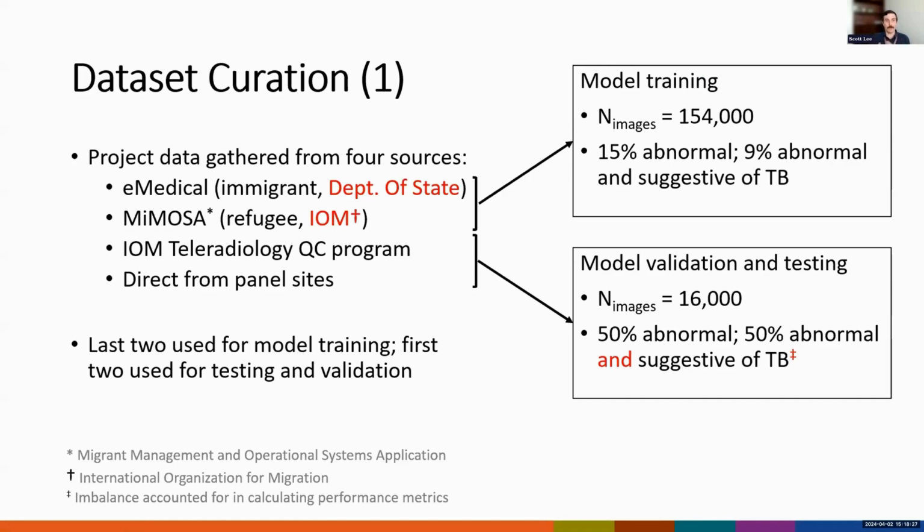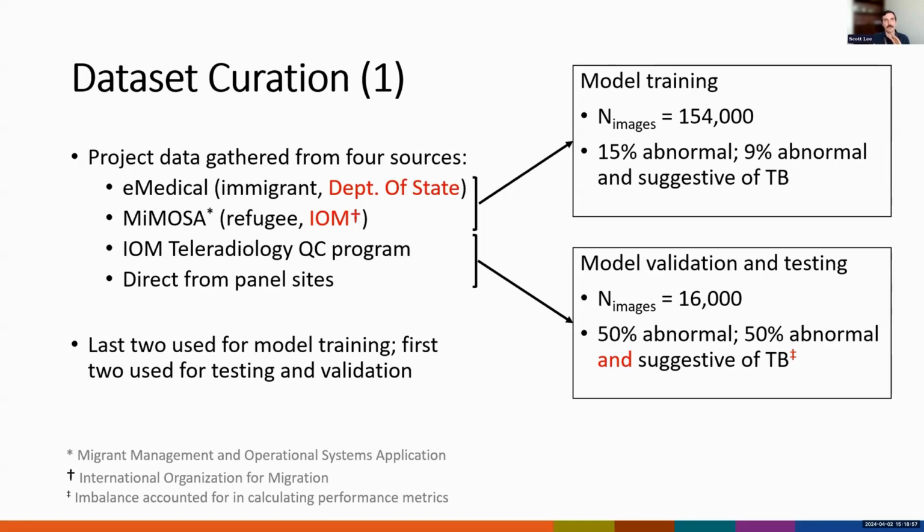So we got these data sources together. eMedical is the Department of State's system. I think it's actually run and maintained by the immigration authorities in Australia. But that combined with the International Organization for Migration's refugee health system gave us most of the images that we used for the project. So that was on the order of about 150,000 that we had for training. And the proportions there were about 15% of those were abnormal and 9% were abnormal, suggestive of TB.